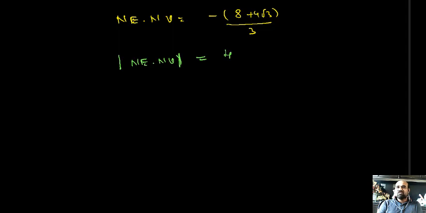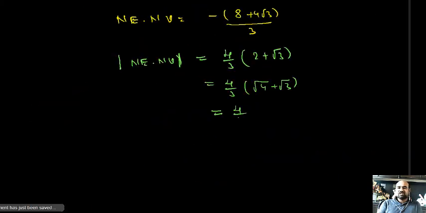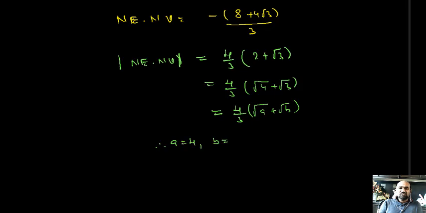Take 4 common. 4 by 3 times of 2 plus root 3. Or in other words, 4 by 3 times of root 4 plus root 3 I can write. But according to the problem, what is given is 4 by root a plus root b. I will write 4 by 3 times of root a plus root b. So clearly a equals 4 and b equals 3. You want the a plus b value. A plus b equals 4 plus 3, that is equal to 7. So 7 is the required answer for this problem.